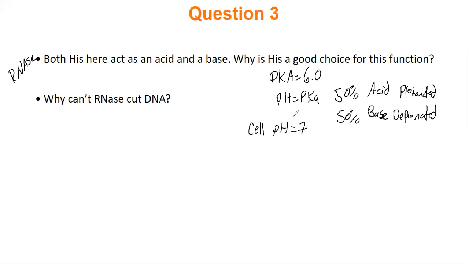Compare this with like arginine, right? Arginine has like a pKa of 12.5. So it's very hard to add the proton back onto arginine and make it neutral. So when we look at acid-base mechanisms, arginine is not going to be the thing you want to be donating and accepting a proton. The pKa is too far away from physiological conditions, while histidine is right where you want to be at. And why can't RNase cut DNA?